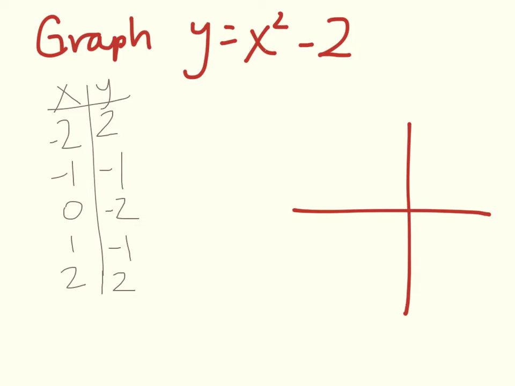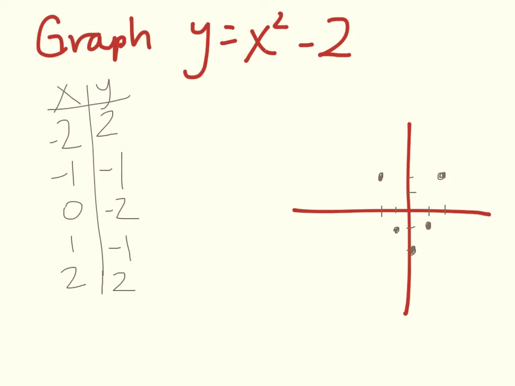So we're going to graph these. So I go negative 2, 2, and put a point. I go to negative 1, negative 1, and put a point. 0, negative 2, a point. 1, negative 1, a point. And 2, 2, a point. Now we notice we see kind of a U shape.